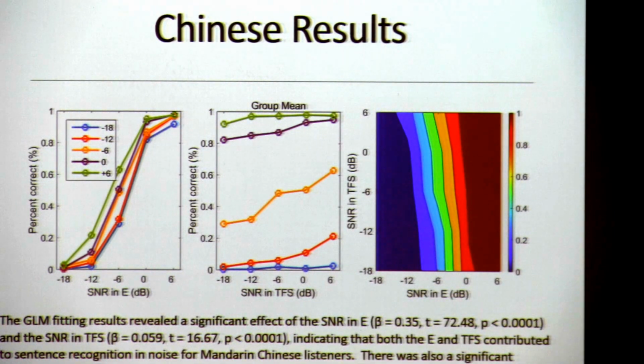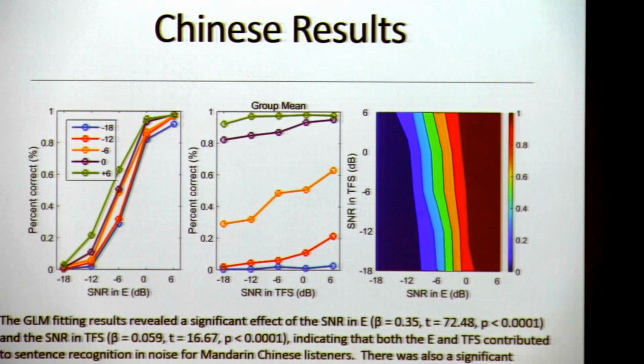In this colored scheme here, the last graph actually illustrates the contribution of these two cues best, in my opinion. If these colored lines were completely vertical, straight up and down, that would mean that sentence recognition scores are completely reliant on the envelope. If they're completely horizontal, that would tell us that sentence recognition scores are completely reliant on the temporal fine structure. What we actually see is primarily vertical lines that have some general slope to them, which tells us that for Chinese users in noise, sentence recognition is primarily dependent on the envelope, with a minor contribution from the temporal fine structure.